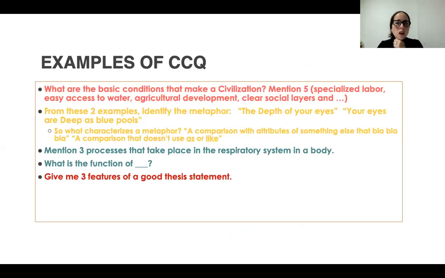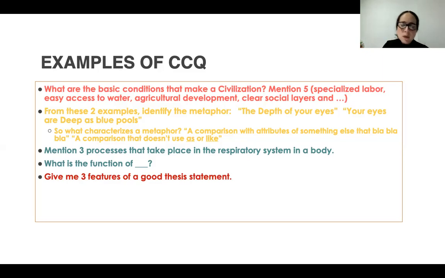Examples of CCQ. What are the basic conditions that make a civilization? According to what I read a few moments ago, it's 5. And so you give them, okay, give me 5. Provide them with parameters, something like a range in which they can move back and forth, and somehow give them a pointer if there are mistakes in their understanding of the thing. I mean, oh, boo, I just knew 2 of them. So well, how many do we need to know? And oh, which ones am I missing? And then of course make sure that they are taking notes.